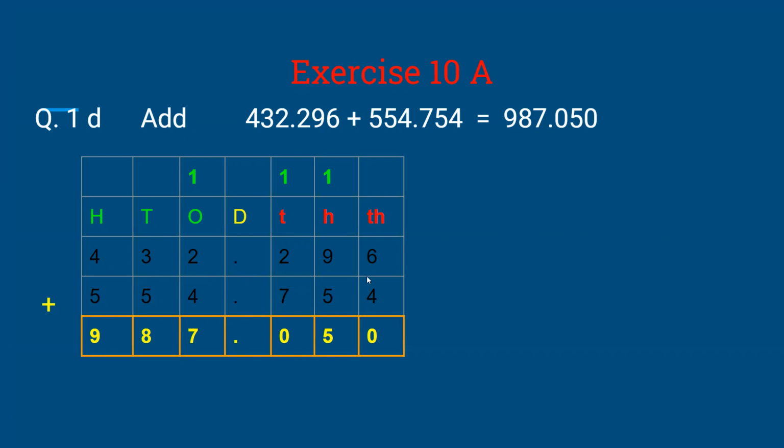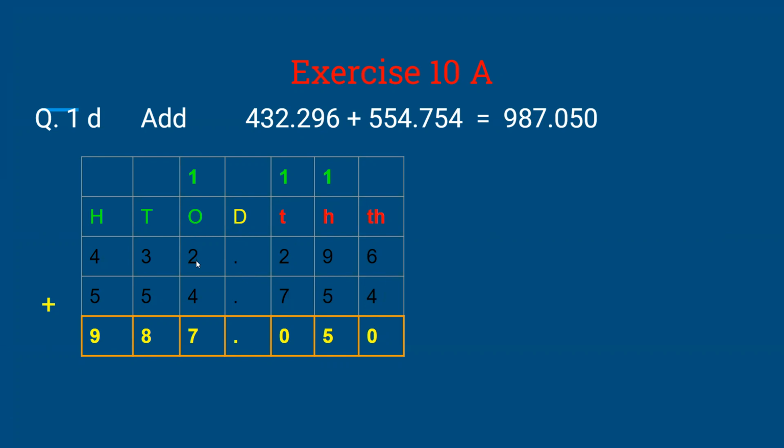So we will add them like we add whole numbers. 6 plus 4 equals 10. We will write 0. 1 is carried. Then 9 plus 1, 10, plus 5, 15. We will write 5. And 1 is carried. The tens is carried to the tens. Now, 2 plus 1, 3. 3 plus 7 equals 10. We will write 0. 1 is carried to the ones.